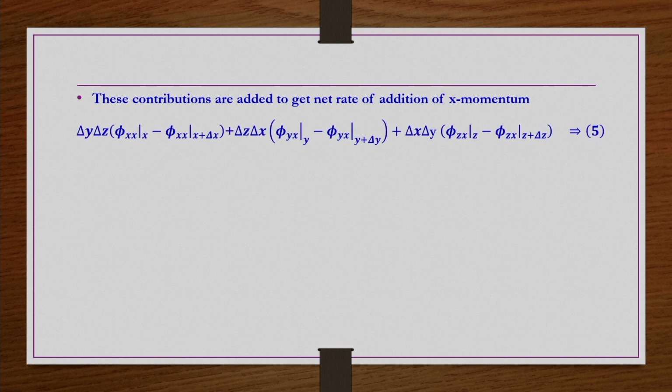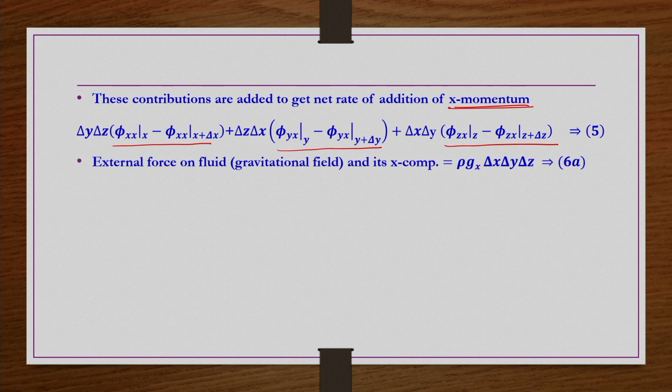So, that is nothing but phi xx at x minus phi xx at x plus delta x multiplied by delta y delta z, plus phi yx at y minus phi yx at y plus delta y multiplied by delta z delta x, plus phi zx at z minus phi zx at z plus delta z multiplied by delta x delta y. This is the net rate of addition of x momentum, only the x momentum in the x direction.